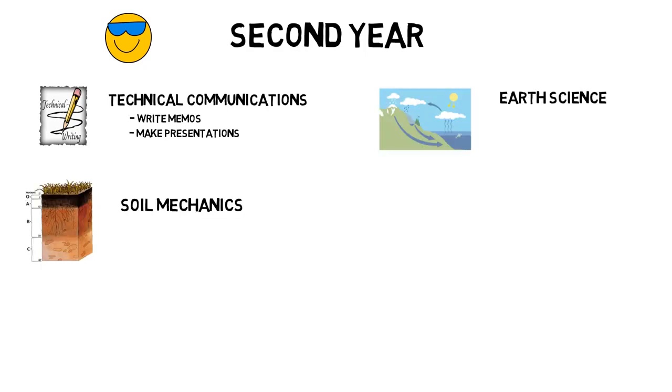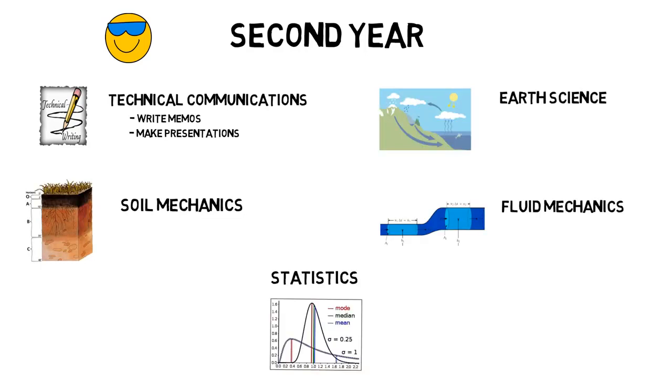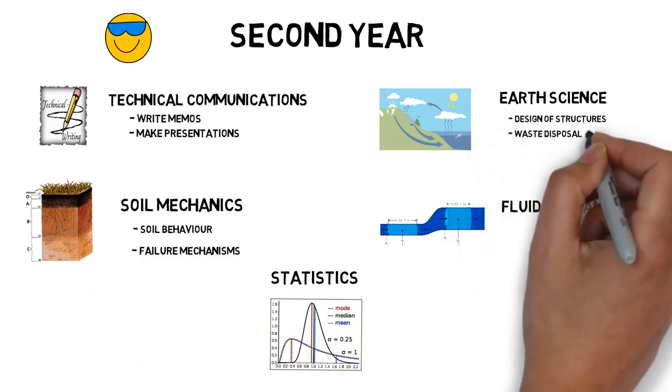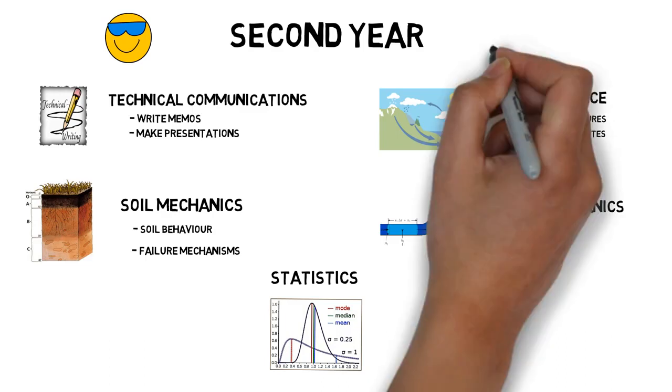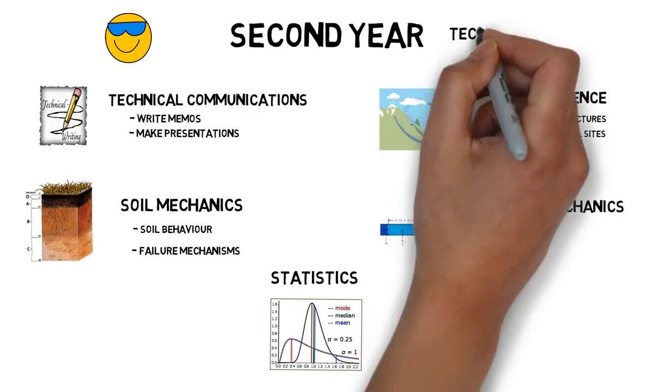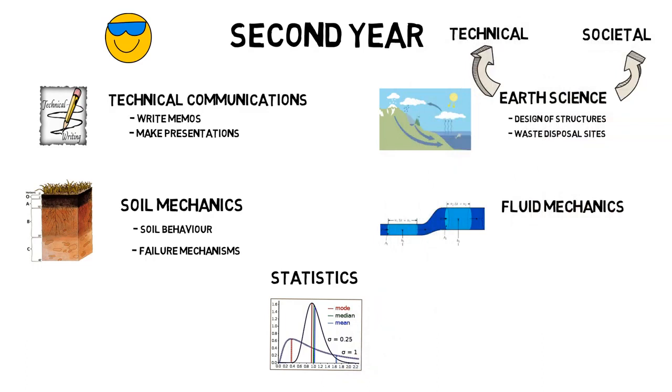You also need to take a course in soil mechanics, earth science for engineers, fluid mechanics, and statistics. The soil mechanics class was kind of useful since you need to know how soil behaves under different conditions and how it can fail. In the earth science course, you learn about design of structures and waste disposal sites through various case studies, including both the technical implications and societal implications.